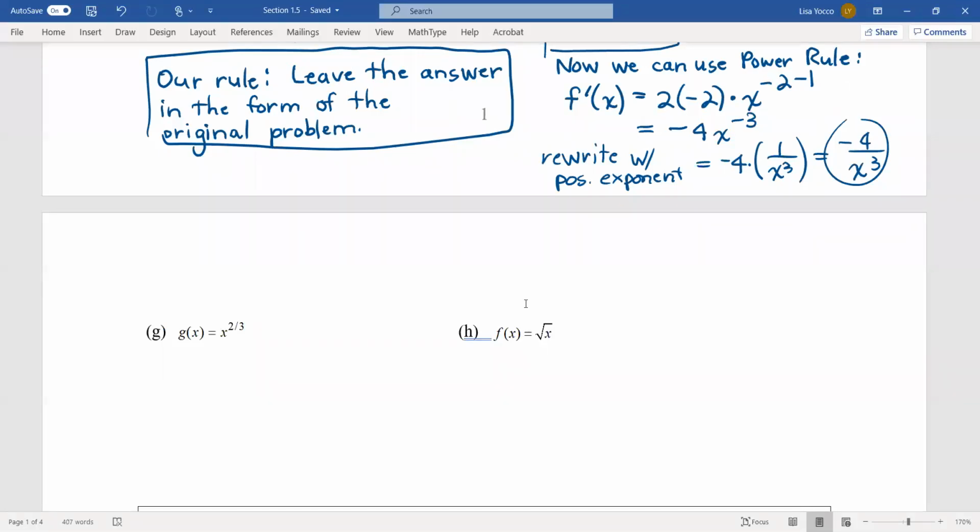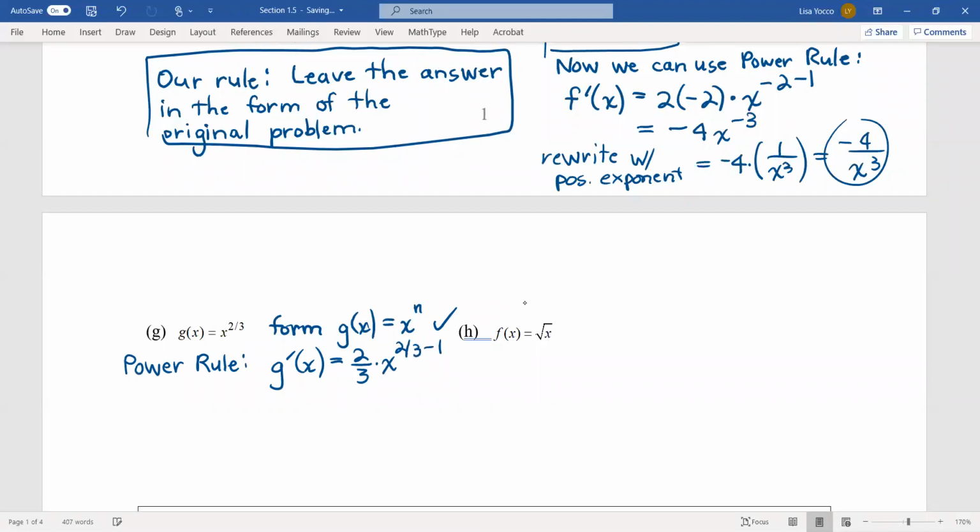For part G, notice that it's in the form we need, x to a power. Remember, that power can be any kind of real number. So it's ready to use the power rule. For g prime of x, I'll take 2/3, which is the power, times x to the 2/3 minus 1.